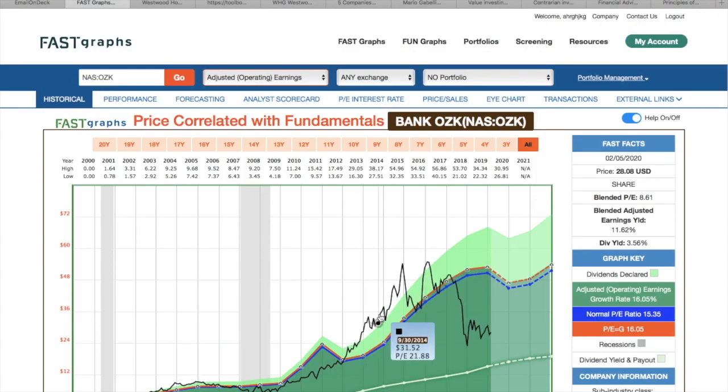The idea for this kind of graph was made by Peter Lynch in his book, and I highly recommend everyone reads it. I think it's a great read for anyone who wants to become a better investor. It really helped me out, I'll tell you that, and I'll put a link to it in the description.